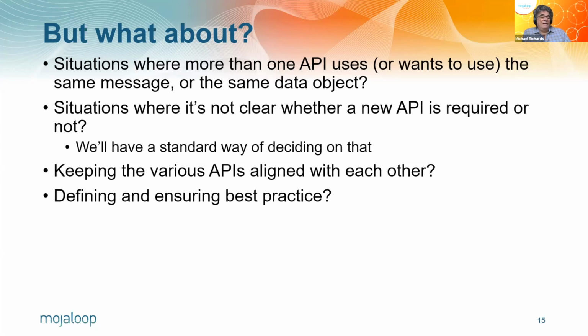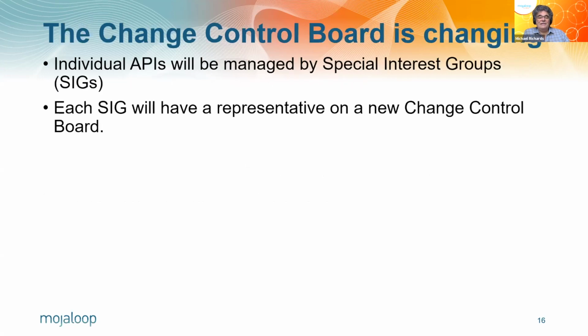Where it's not clear whether a new API is required or not, we would have a standard way of deciding on that. And that is to really change the construction and the way in which the change control board is organized. So individual APIs in the future are going to be managed by special interest groups. For instance, the existing open API that governs standard transfers and the activities around them will now be managed by a special interest group.